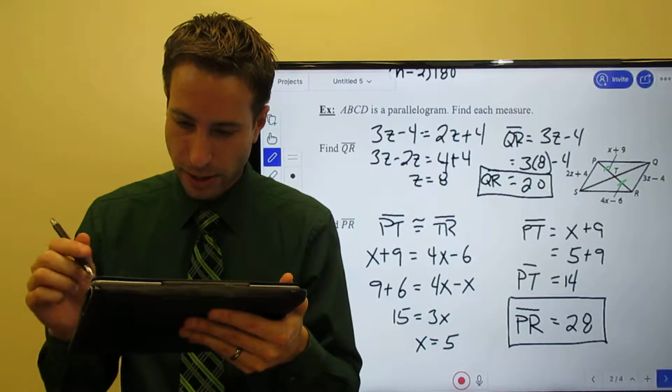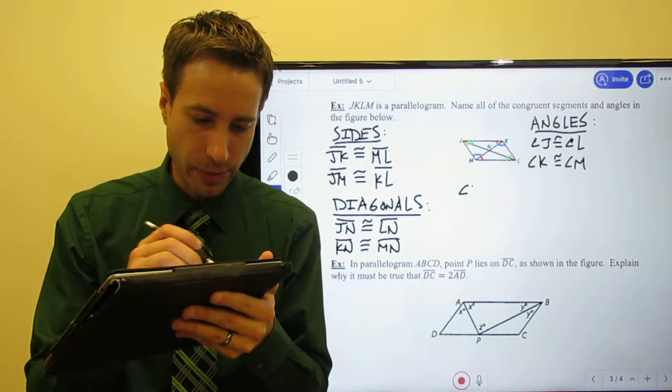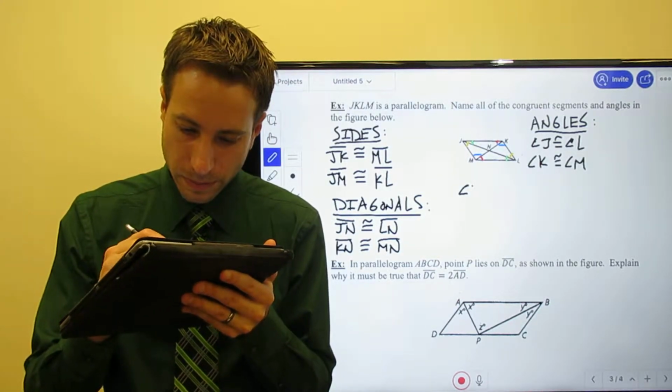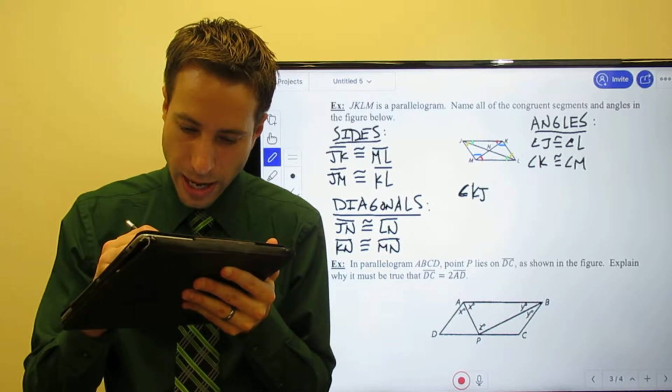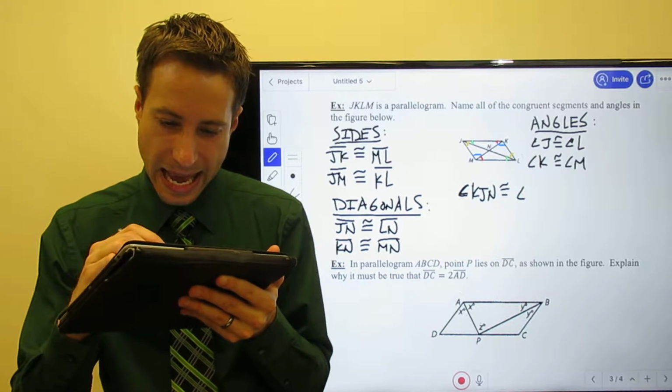Oh, I'm sorry. I accidentally switched back to that previous page for a second. Here we go. I know that angle KJN is congruent to angle KLN.